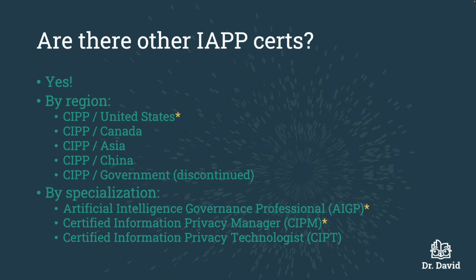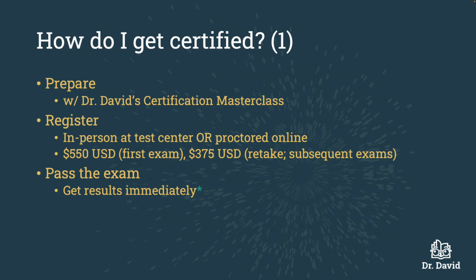In addition to jurisdictional breakdowns, there is also a specialization breakdown, and there are 3 certificates that IAPP offers. There is the Artificial Intelligence Governance Professional, or AIGP, the Certified Information Privacy Manager, or CIPM, and the Certified Information Privacy Technologist, or CIPT. The final note here, you'll notice that 3 of these courses have a yellow asterisk next to them, the CIPP-US, the AIGP, and the CIPM. In addition to the CIPPE course, which you're listening to right now, I also provide full comprehensive coverage for these 3 courses as well.